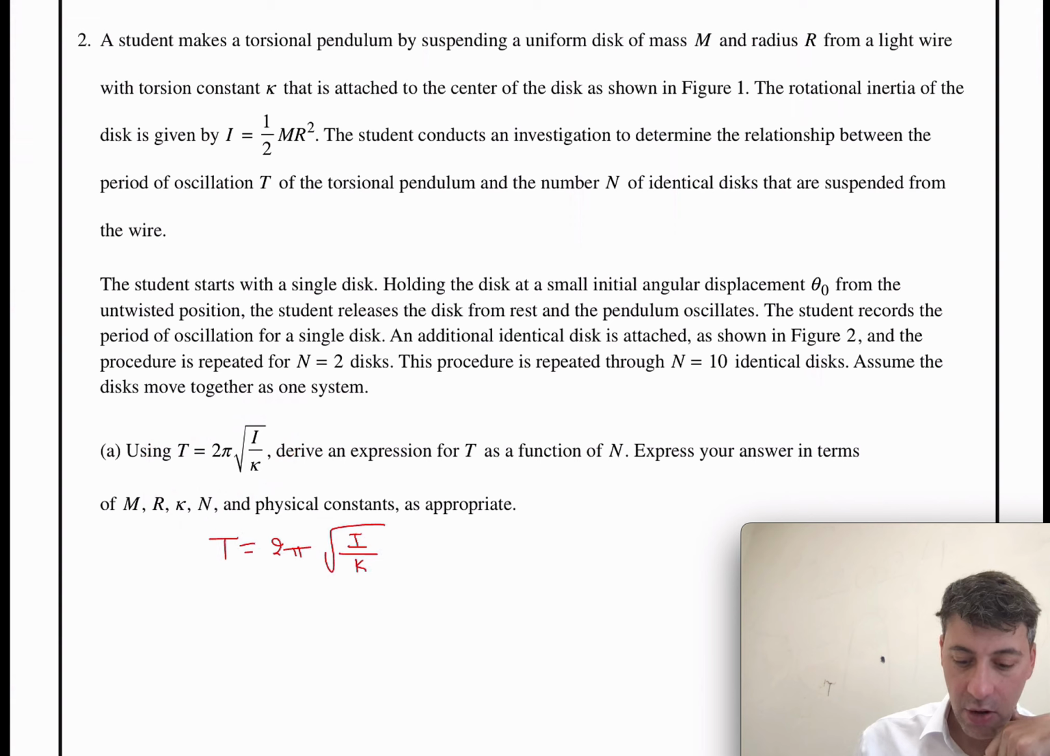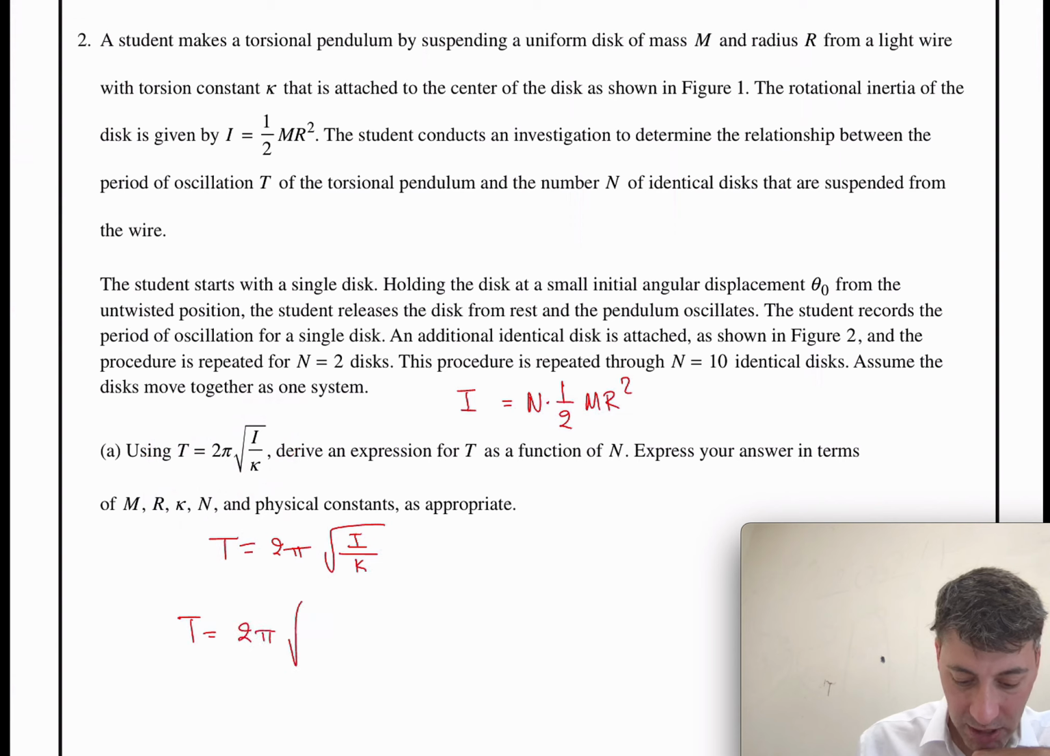produce another expression that contains the number of discs. Now, the moment of inertia for one disc is 1 over 2 m r squared. But if we bring more discs, then we need to multiply this by the number of discs. So I think that the only thing that we need to do is replace, wherever we see the moment of inertia, 1 over 2 m r squared, divided by the constant k.